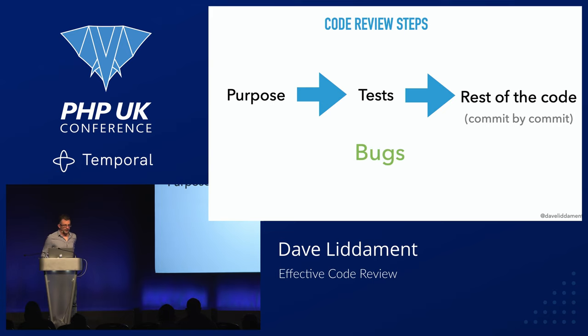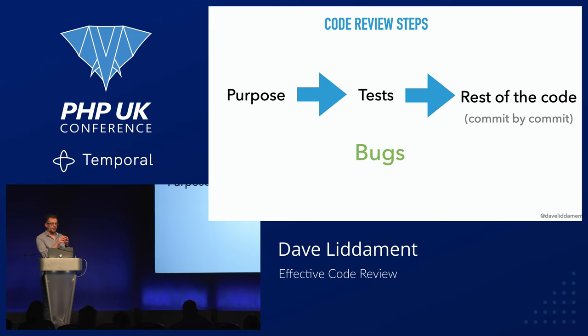So if you remember, we had two classifications of defects. We had bugs and evolvability defects. It is your tests which are probably going to find the majority of the bugs, but actually, you might not even know about it.